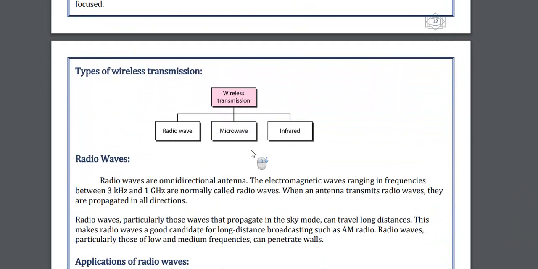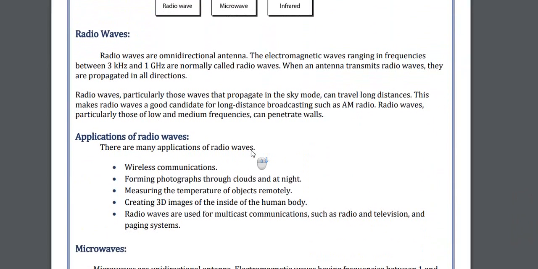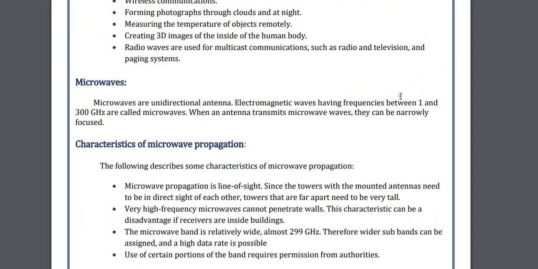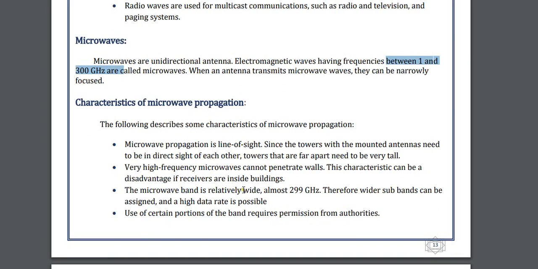Here are the types of wireless transmission, where we will discuss radio waves. Some radio waves and applications are given here. You can take a snap of this. The radio frequency is basically from 3 kilohertz to 1 gigahertz. The microwave frequency between 1 and 300 gigahertz is called microwave. The categories of microwave are given here.